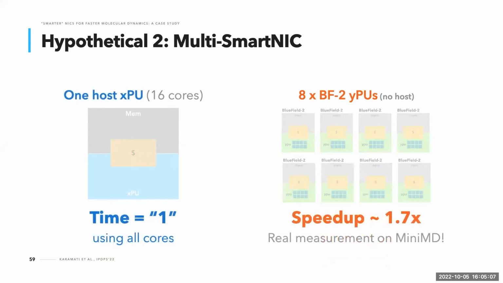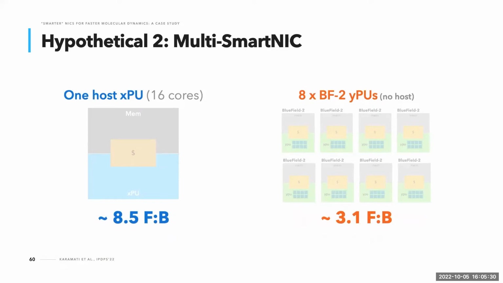So what happens when we run MiniMD with full parallelism on the two configurations? The BlueField 2 configuration is 1.7 times faster. This is a real measurement, not a modeled one. Why does that happen? The building blocks are different. The flop-byte ratio of the comparatively weak BlueField 2 processors is lower, making it a better fit to a computation that benefits from distributed communication.